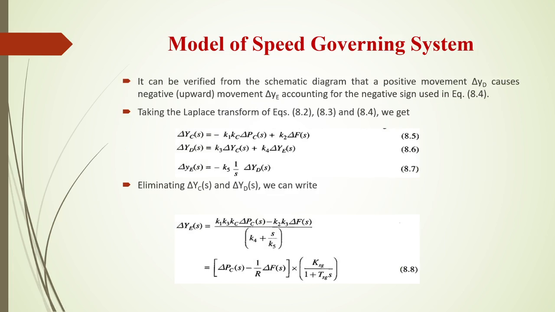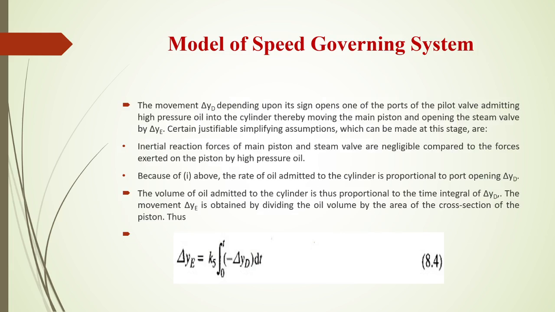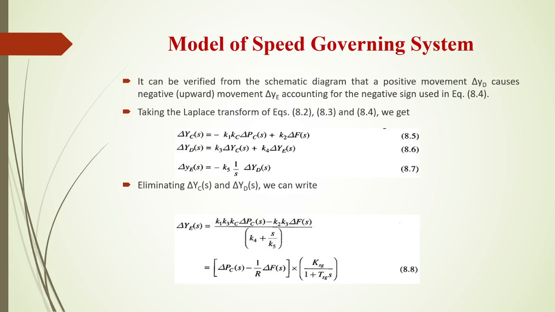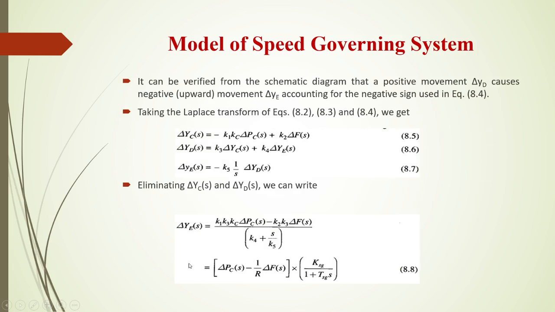Now taking the Laplace transform of these three equations, delta YC, delta YD and delta YE, I get delta YC of s equal to minus K1 Kc delta PC of s plus K2 delta F of s. Delta YD of s is K3 delta YC of s plus K4 delta YE of s, and delta YE of s is minus K5 times 1 by s times delta YD of s.